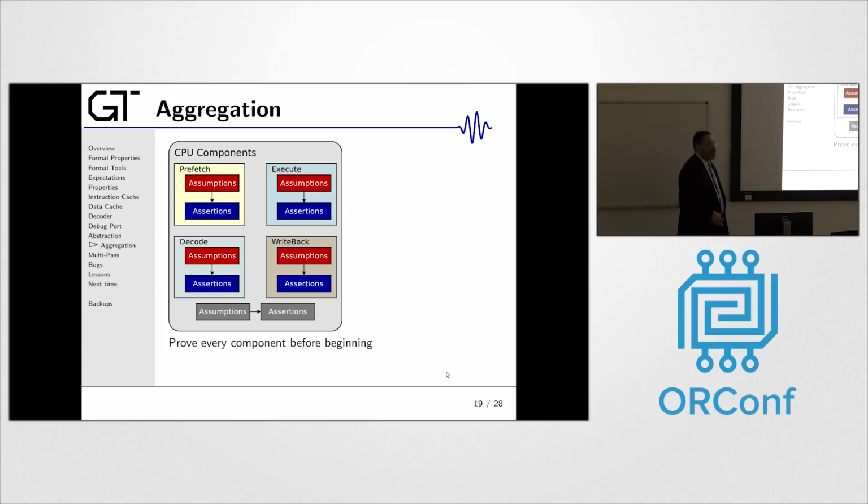Next piece is aggregation. The basic lessons of formal tools never go over aggregation. It's not your first lesson. The problem is I've got several components to my CPU, and each of these components has assumptions and assertions within it. If I just put all of these pieces together, these assumptions are going to keep it from finding problems. So what you have to do: I proved every component before beginning.